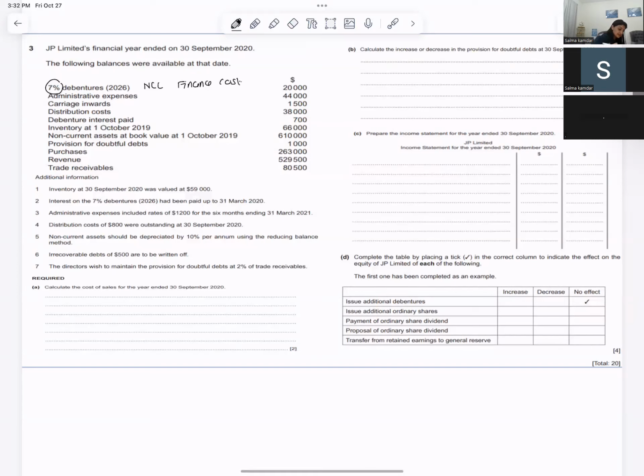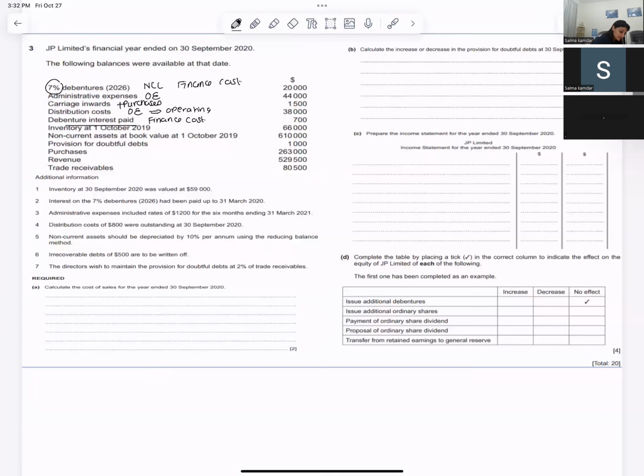Administrative expenses, in the income statement under operating expenses. Carriage inward is added to purchases. Distribution cost, other expenses, operating. Debenture interest paid, income statement, finance costs. Yes.